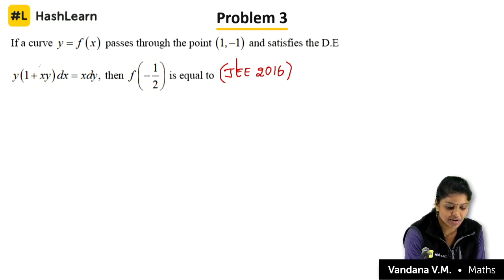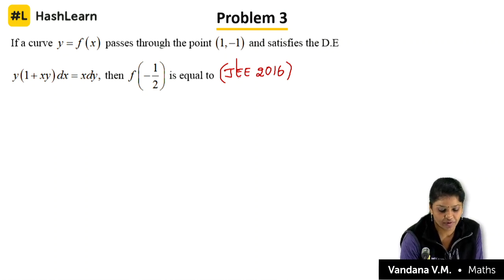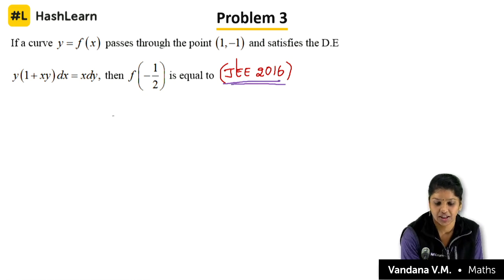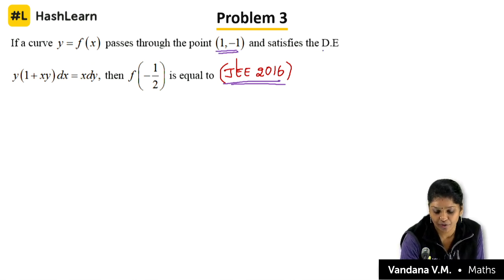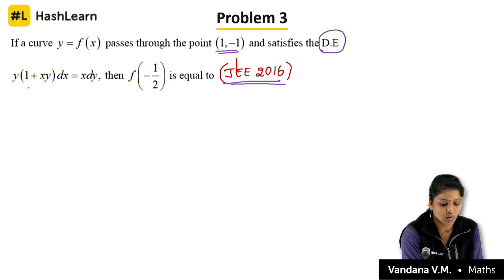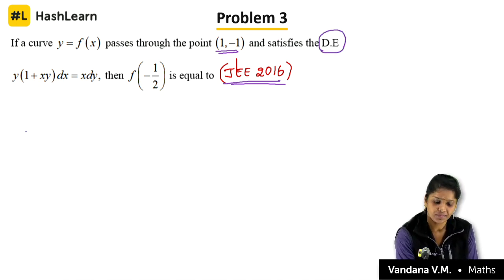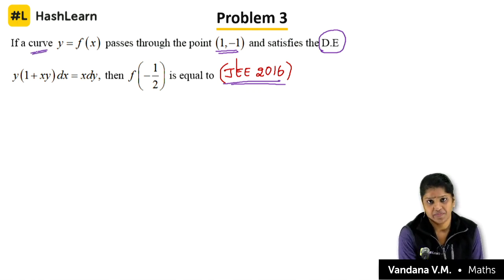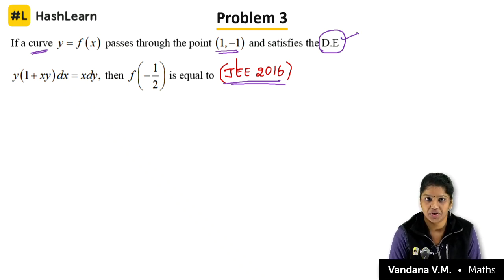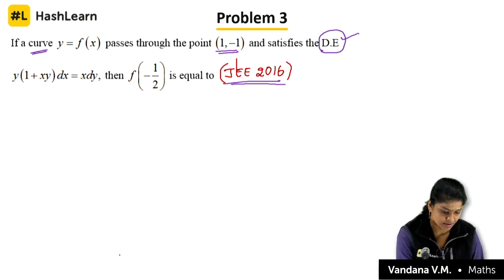If a curve y is equal to f of x, very interesting question. Please concentrate. y is equal to f of x passes through the point (1, -1) and satisfies the differential equation y is equal to this. So I have to find the curve equation, isn't it? That means I have to solve this differential equation. To solve the differential equation, I have 4 methods, isn't it?